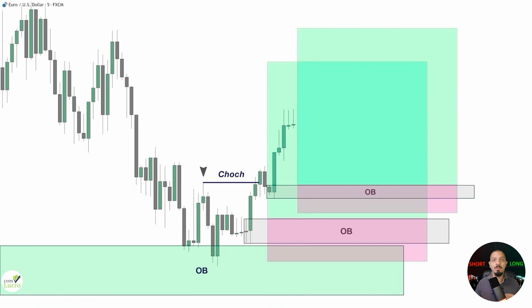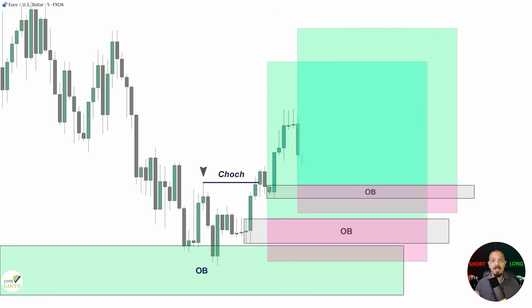This approach is important because the pullback to the very first order block doesn't always happen. Sometimes the market only returns to the second one before continuing higher. In the worst case scenario, the price could drop deeper and hit both stop losses. And that's why we always trade with reduced risk.